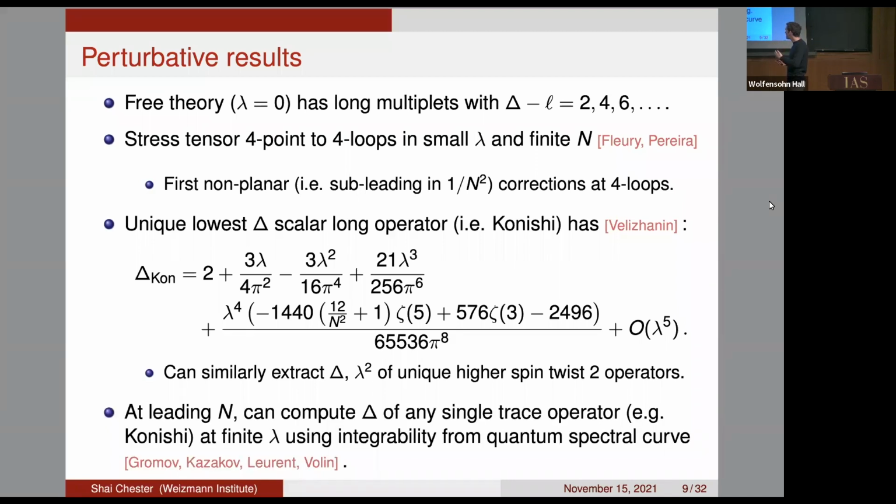If you go beyond the leading twist, things become a bit more complicated because now you have degenerate operators. But I'll talk about that in a moment. First, just to briefly note, there is another method, integrability. So this is perturbative in 1 over N, and people have used integrability at leading order in large N in the planar limit to compute the scaling dimensions of any single trace operators, such as the Konishi operator, for any value of the coupling lambda, using something called the quantum spectral curve in these very beautiful papers, starting with these authors.